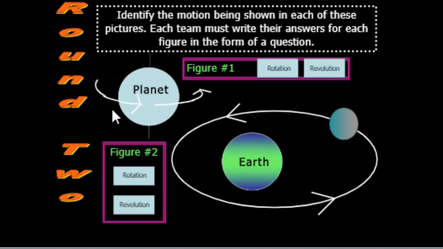All right, so this picture here, is this showing rotation or revolution? Well, it appears to be spinning, so that appears to be a rotation. And this one, we have this object, and I hope you recognize if it's going around the Earth, this must be the moon. And if the moon is going around the outside of the Earth, it better be a revolution.